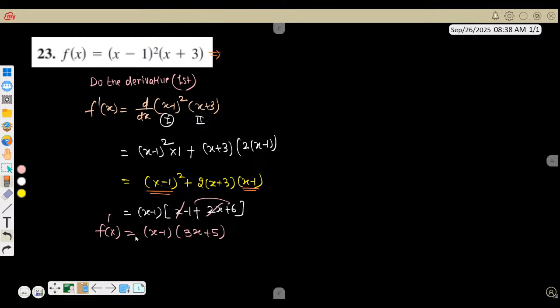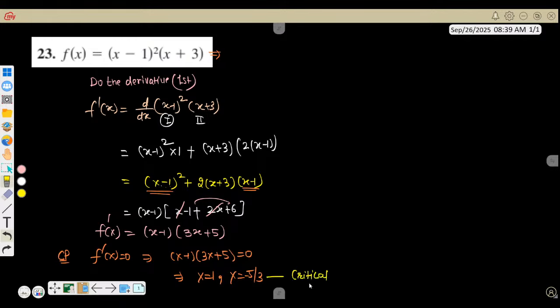Now you can see, if I want to find the critical point, CP, I have to put f dash x equal to 0. So by setting this, I have x minus 1 or 3x plus 5 equal to 0. This gives me x is equal to 1 or x is equal to negative 5 by 3. So these two are my critical points.